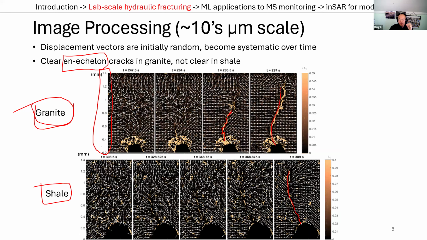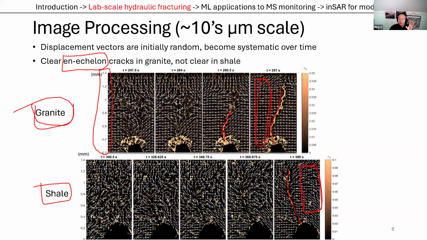Another thing that I wanted to note is that the arrows, which are showing the displacement vectors, are a lot more ordered when we look at the granite compared to looking at the shale. The granite is basically a very clear opening mode, whereas the shale exhibits a much more disorderly displacement field. And we posit that this is related to this process zone, which is a zone of inelasticity ahead of the crack tip, and I'll talk about that in a second.